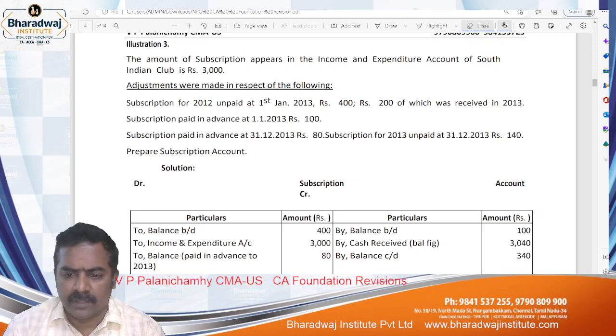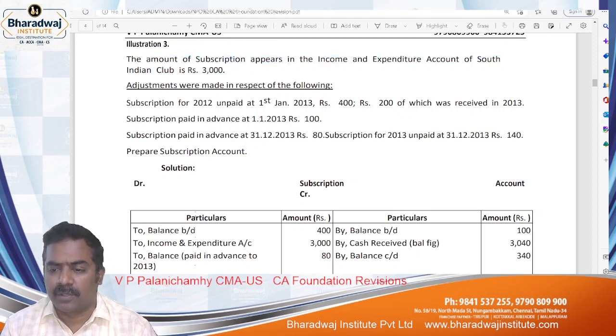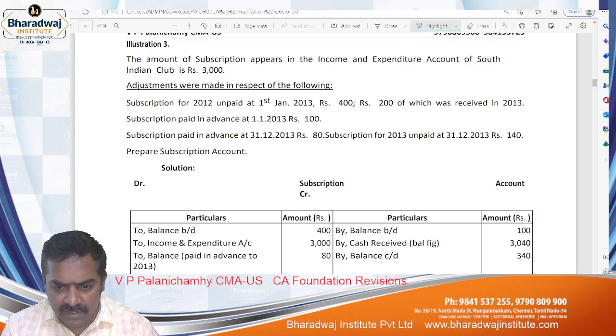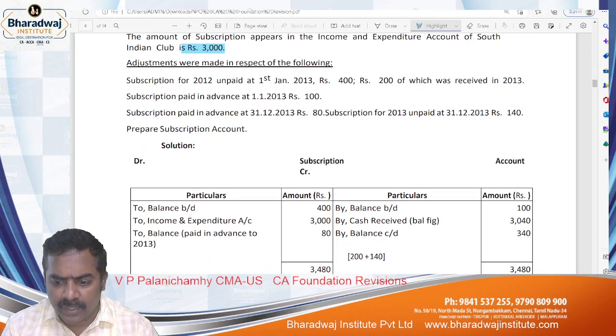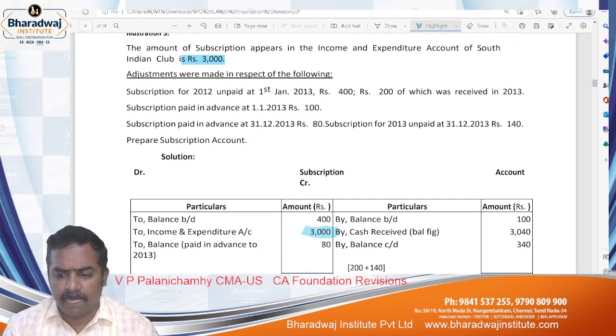Look at illustration 3. The amount of subscription appearing in which account is given? Income and expenditure account is given. Is it cash receipt or income and expenditure account? Income and expenditure account item. They have given this 3000, so 'to income and expenditure account' 3000. Then at the beginning of the year, what is the subscription outstanding?